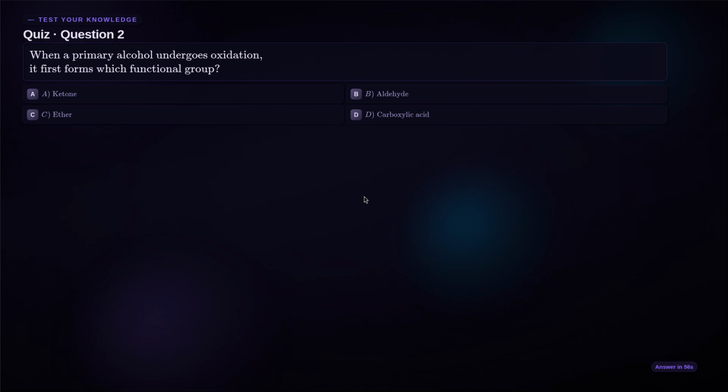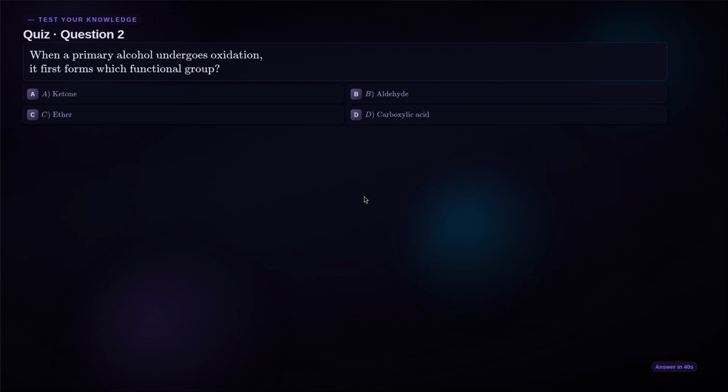Quiz question 2. When a primary alcohol undergoes oxidation, it first forms which functional group? Option A, ketone. Option B, aldehyde. Option C, ether. Option D, carboxylic acid.